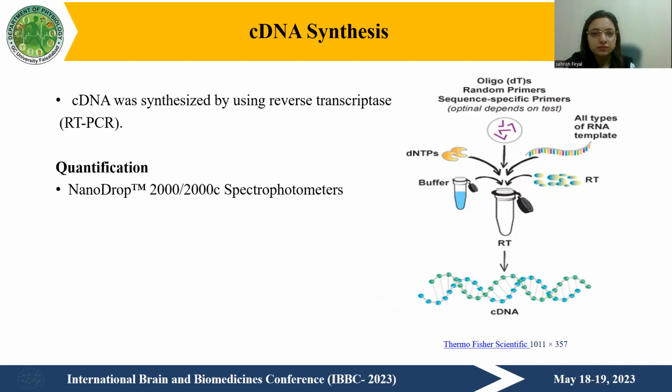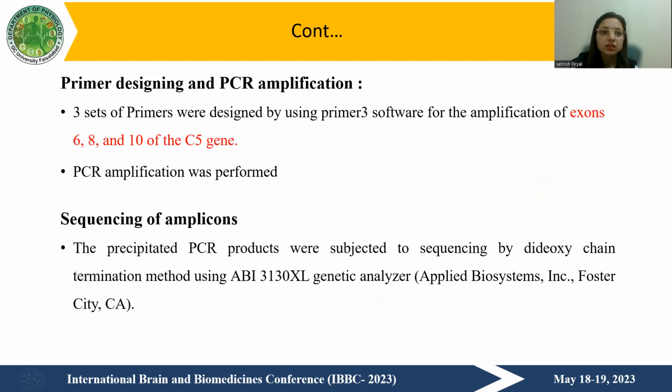The quantification was done by using agarose gel electrophoresis and the nanodrop spectrophotometer. The extracted RNA was then subjected to cDNA synthesis by using reverse transcriptase, and again the quantification was performed using the nanodrop spectrophotometer. 3 sets of primers were designed by using Primer3 software online, and amplification of exons 6, 8, and 10 of the C5 gene was done by using PCR. The precipitated PCR products were subjected to sequencing by the dideoxy chain termination method using an ABI genetic analyzer.